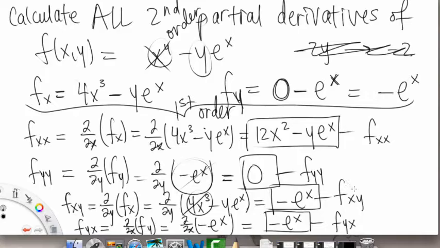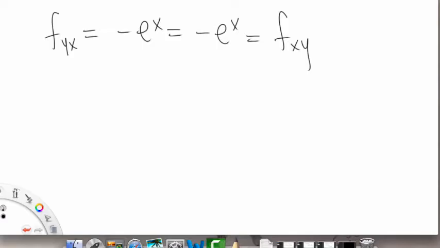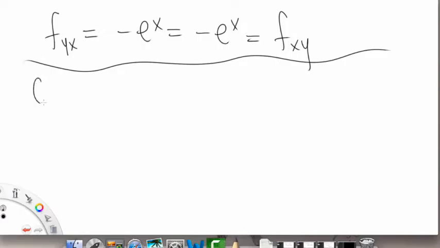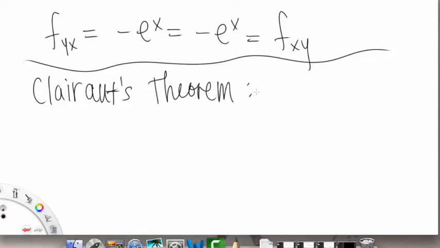If you note, these two at the bottom, f sub xy and f sub yx, are both equal to negative e to the x. So what this shows us is actually a proof of something called Clairaut's theorem. Clairaut, I believe he was French. Clairaut's theorem is called the equality of mixed partials.